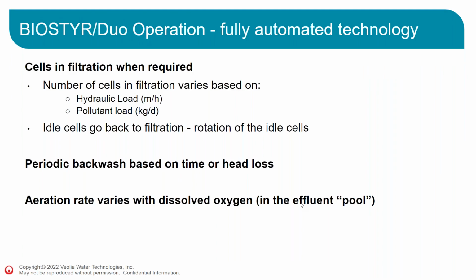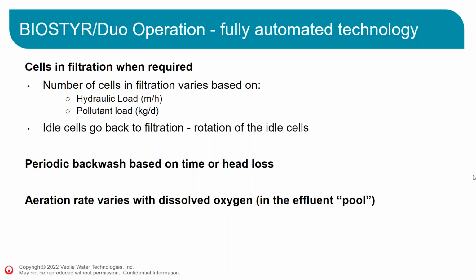Now, one of the things with the Biostyr and Biostyr DUO operation is that it's a fully automated technology. So the number of cells in filtration is controlled by the automation. You can decide to control them however you want, but by default, the number of cells in filtration is according to the hydraulic load and the pollutant load. What you need to know is the cell goes idle by itself and goes back to filtration according to the requirements of the cells.